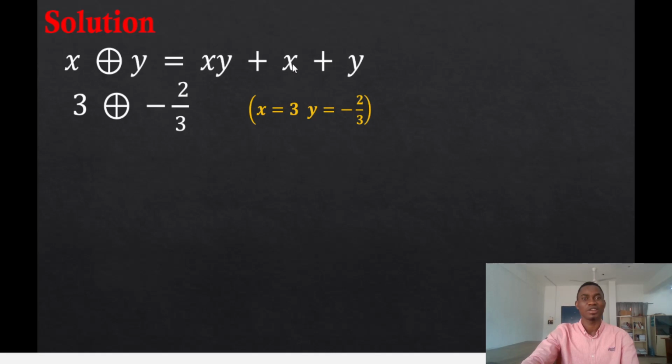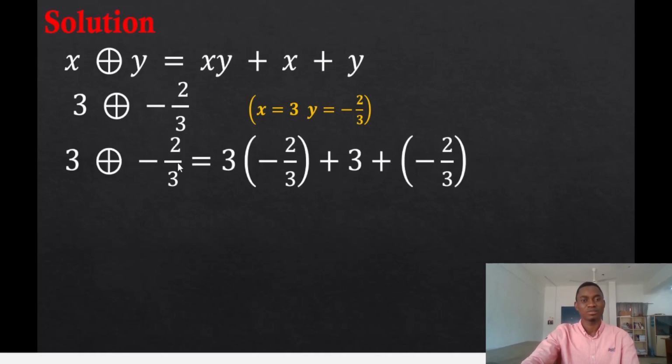3, right? And our second element is what? Minus 2 over 3. Okay, let's combine them. If we combine 3 and minus 2 over 3 based on this rule, then we'll have 3 into minus 2 over 3, that is xy, plus 3, which is x, plus minus 2 over 3, which is y. So let's do the arithmetic.